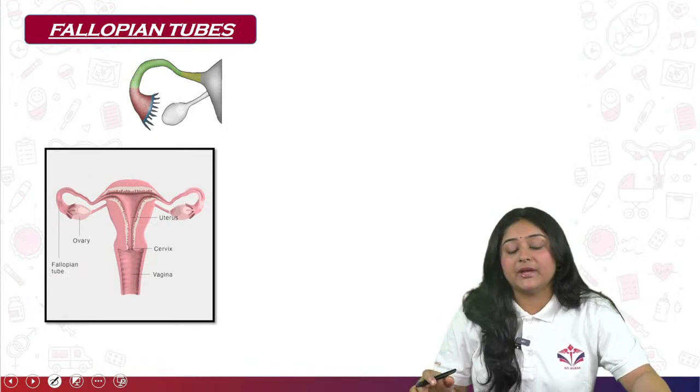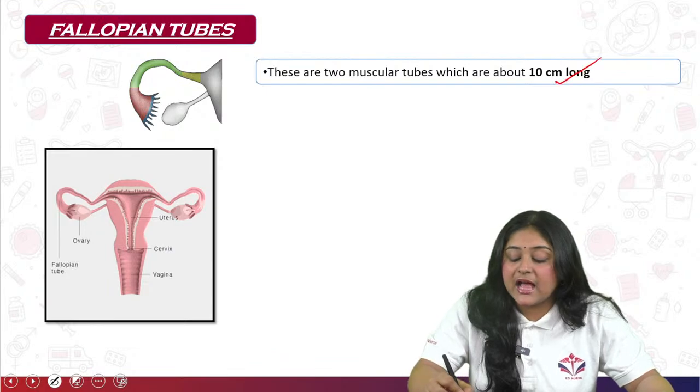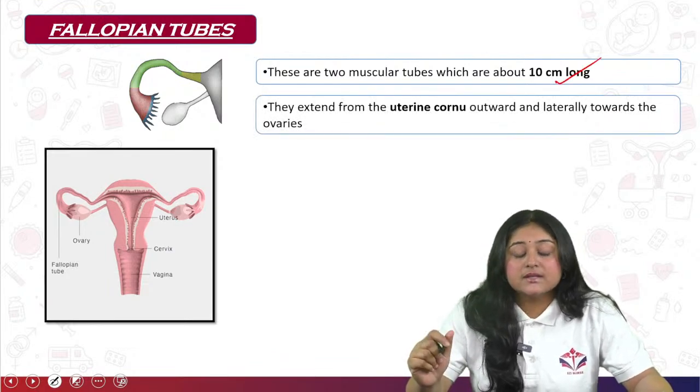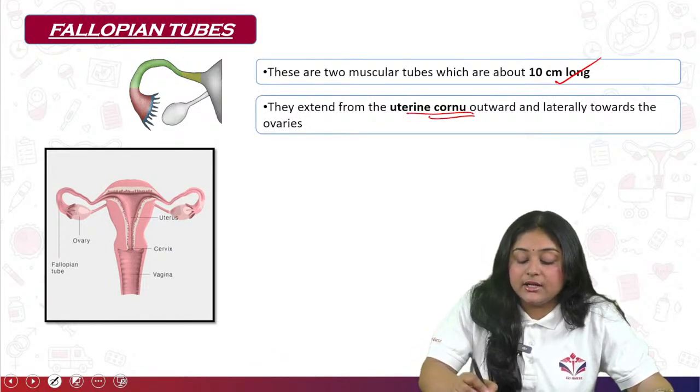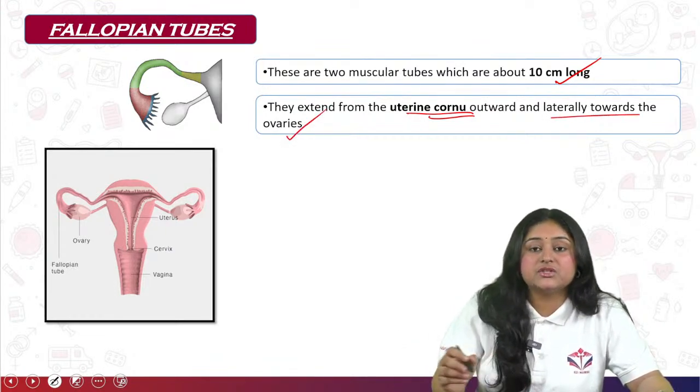Next one is the fallopian tube. The fallopian tube is a thin muscular tube about 10 centimeters long. It extends from the uterine cornu outwards, and laterally they go towards the ovaries.